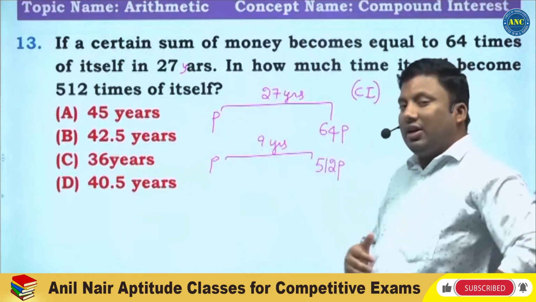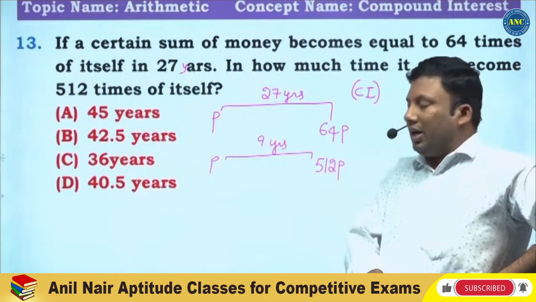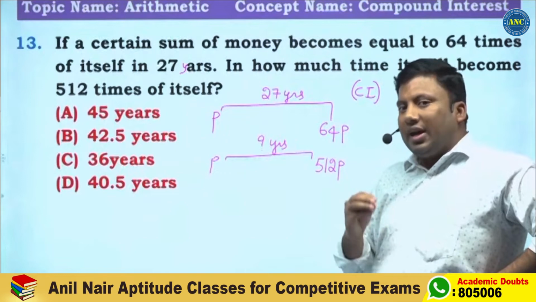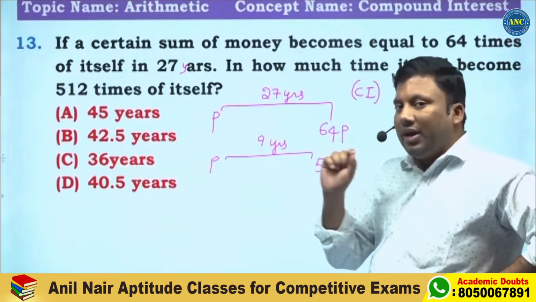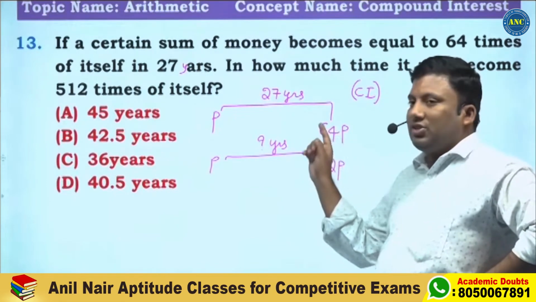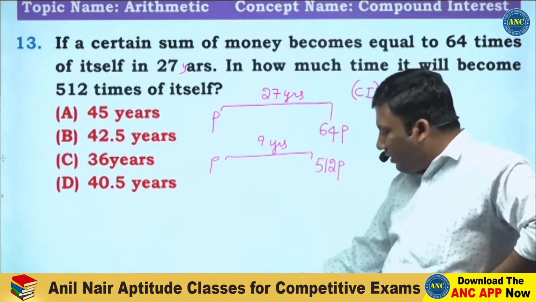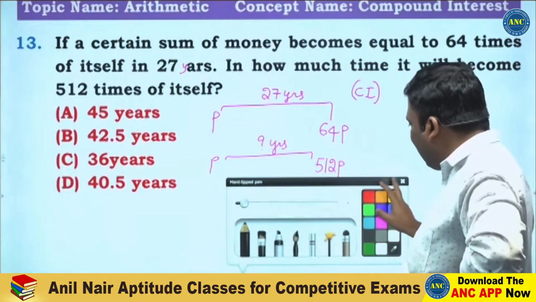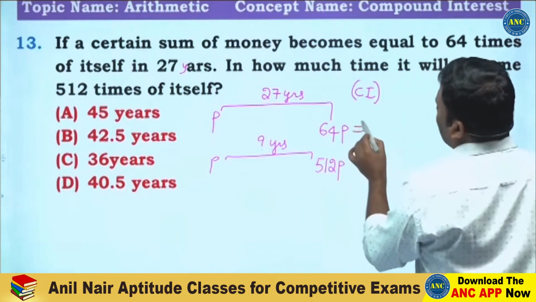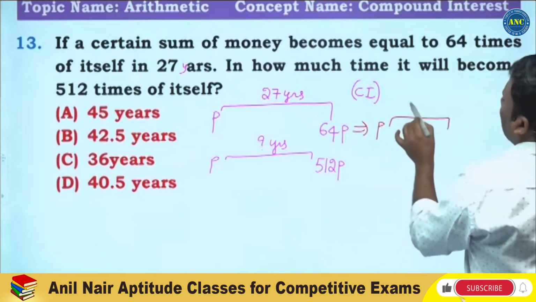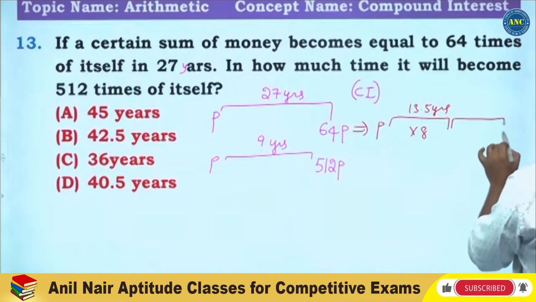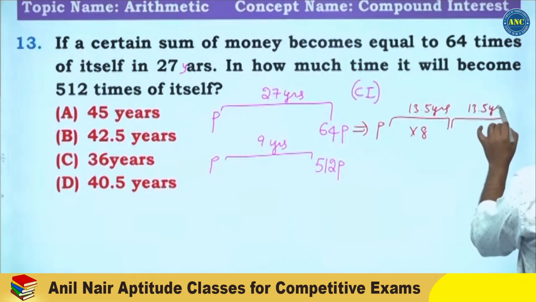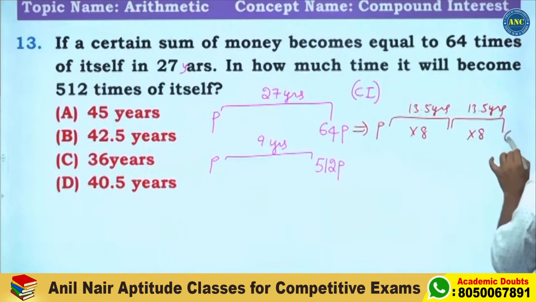Go to the amount given in the question. It is 64 times the principal. Can I write 64 as a square? Definitely yes, 8 square. That means divide the number of years by 2. For every 13.5 years, P will become 8 times. Again after 13.5 years, it will become 8 times. That is the reason I got 64P.